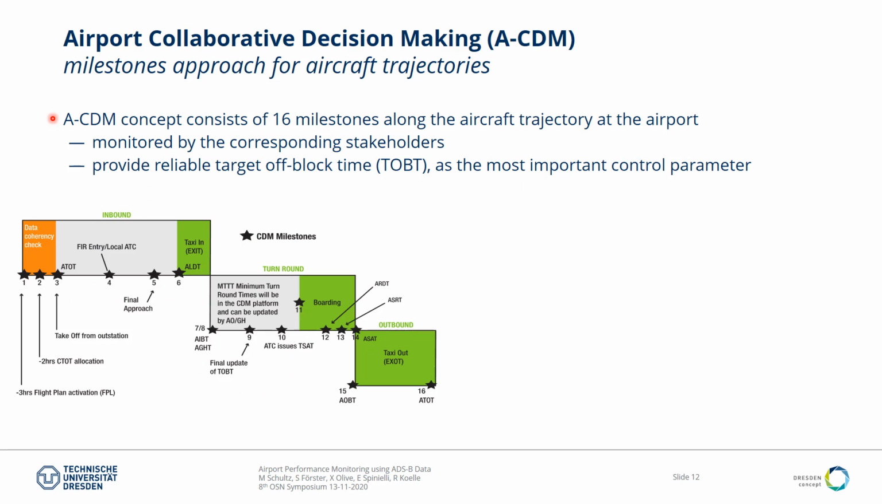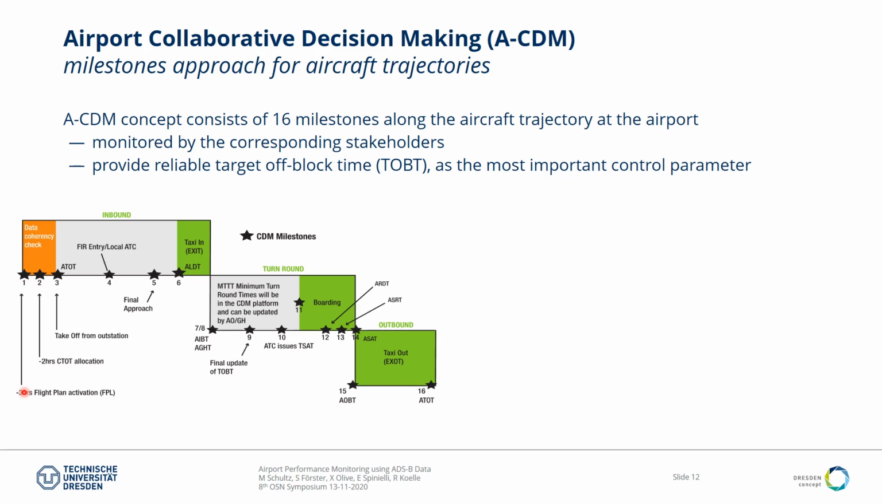Some kind of standard will be provided by the airport collaborative decision-making process. Here, some milestones are provided to describe an aircraft trajectory by timestamp. As you can see here, there will be 16 timestamps defined. So this allows you to describe an aircraft movement by time.